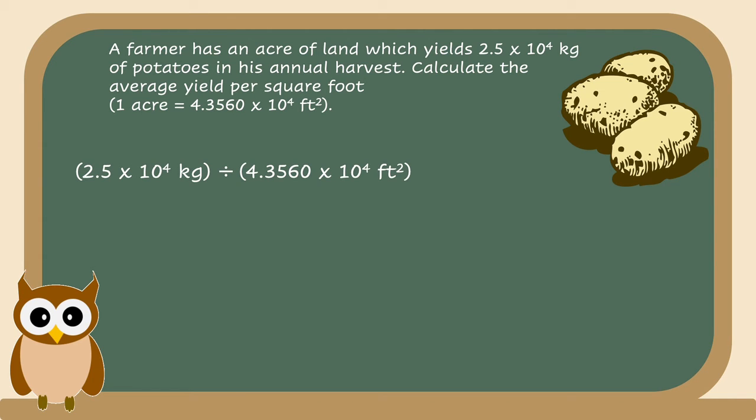Firstly, we need to set up the question. We want to divide the total mass of potatoes in kilograms by the total area of the field in square feet to give us the yield in kilograms per square foot. We must rearrange this so that 2.5 is divided by 4.3560 and the exponents are subtracted. In this case, we will use the calculator quickly to work out the division.